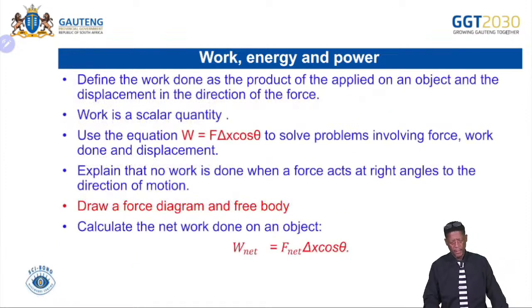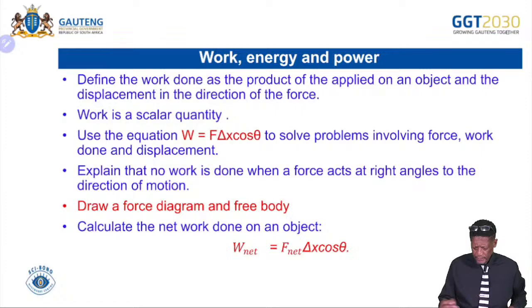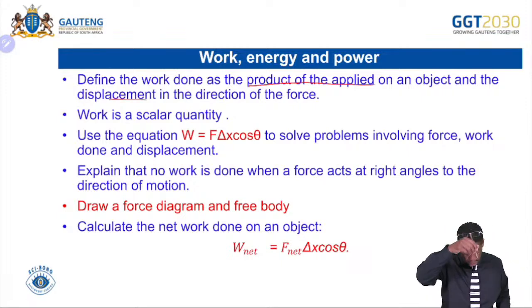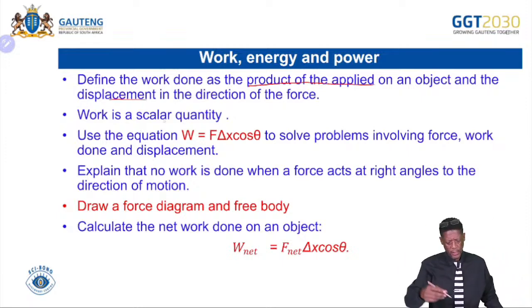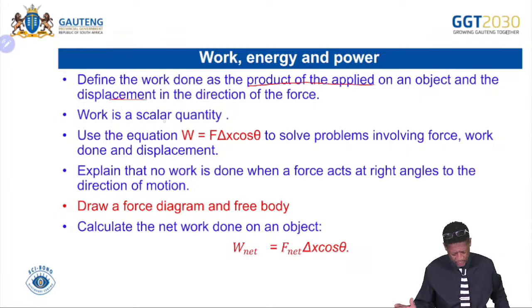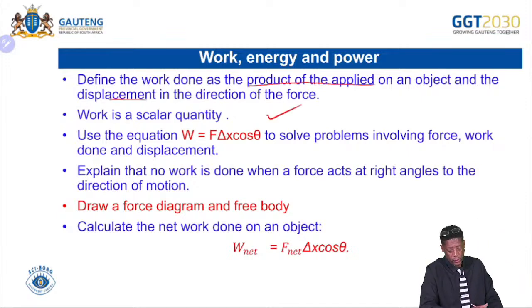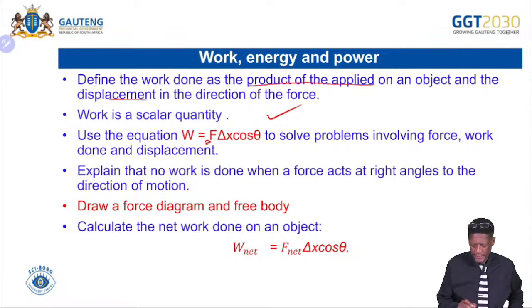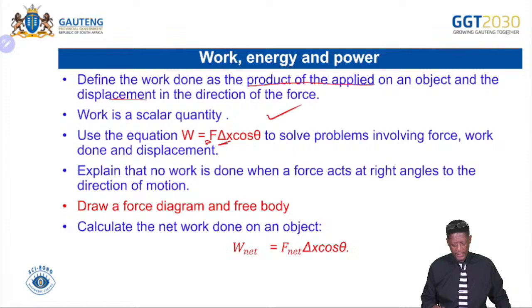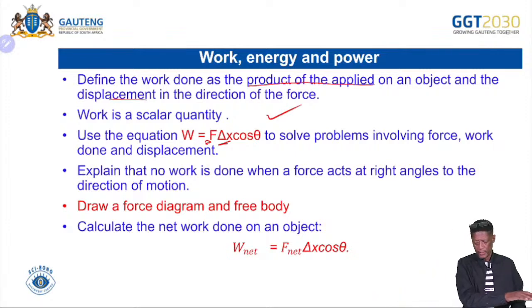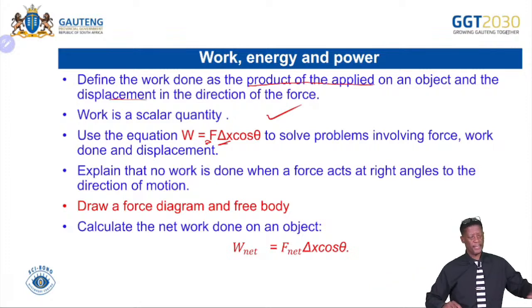You must know that. So what is work done? Work done is the product of the applied force on an object and the displacement, right? Work is a scalar quantity. What do you say about this quantity? It only has a magnitude, no direction, right? So that is very important. Use the equation. This is the equation we use for work if we calculate. It has the force applied, it has the distance or the displacement, and it has the cos if it moves horizontally. So it can be a positive cos and a negative cos. We'll talk about it as we move along.